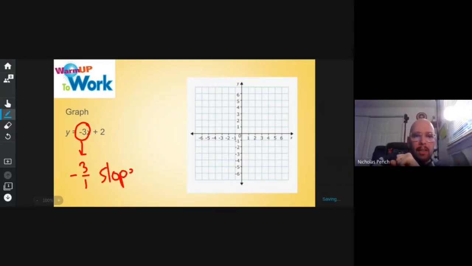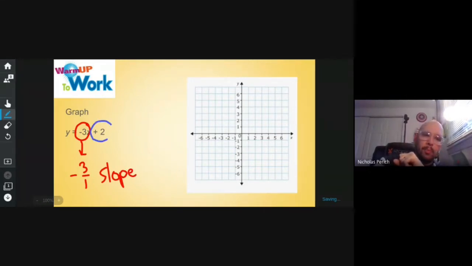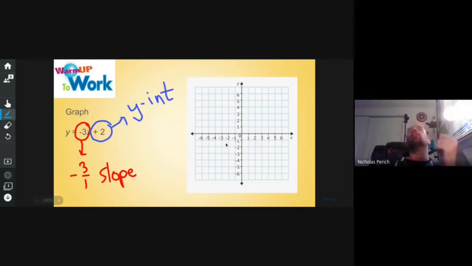My y-intercept is 2. You're looking at this and you're like, easy sauce, Mr. Perich. You taught us this a billion times. Well, I'm teaching it again because we're doing the reverse of it today. So what do I graph first? Well, I'm going to graph the y-intercept first by going over to my y-axis and putting a dot on the 2, which is right there.